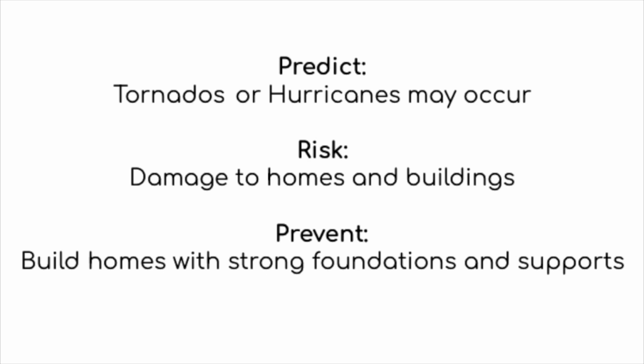This experiment is similar to how individuals prepare for natural hazards in real life. We can predict certain areas where tornadoes or hurricanes are likely to occur. We know that the risk is that buildings could be damaged if these events do occur. So, we prepare to prevent damage by building homes and structures with strong supports to withstand the strong winds that come with these hazards.